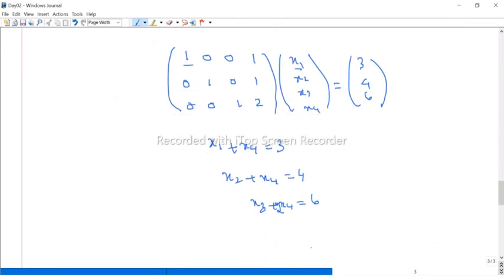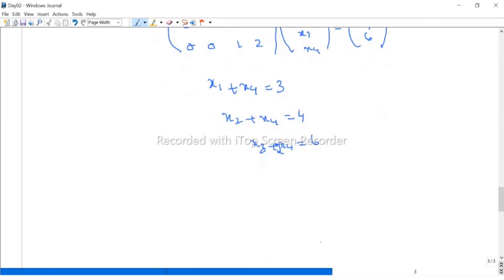Now we can rewrite this. You can rewrite the first equation: x1 equal to 3 minus x4, and then the second equation we can write x2 equal to 4 minus x4, and then the third equation, because everything has an x4, so this x3 can be written as 6 minus 2 times x4. Therefore, here we have one free variable. We can choose x4 to be any value.